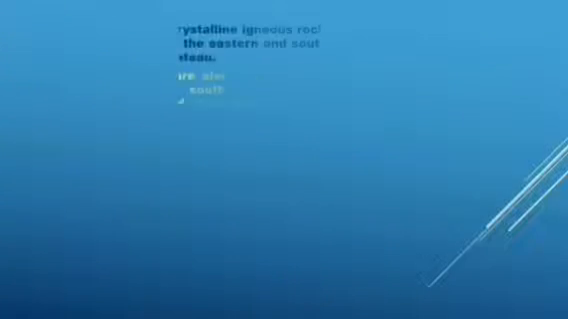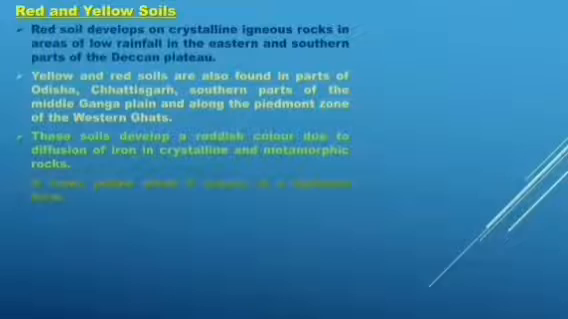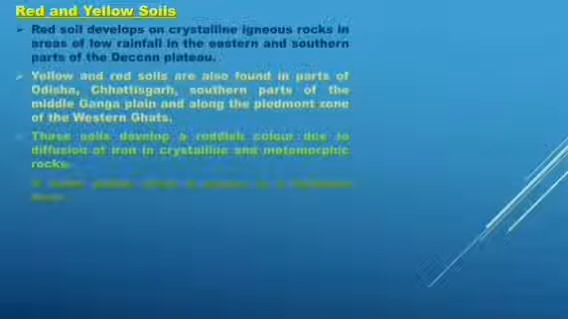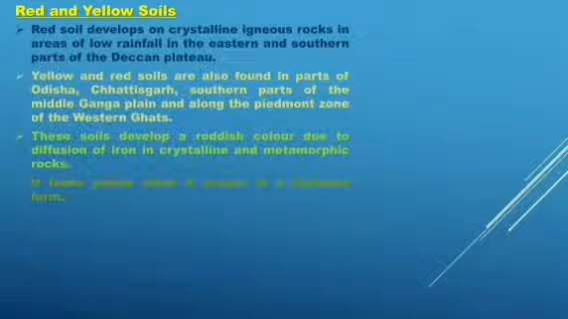Now the next soil is red and yellow soils. Red and yellow soils are particularly formed on the crystalline igneous rocks. These are particularly found in two different regions. Red soil is found in those areas which receive less rainfall. Yellow soils are found in those areas which receive high rainfall.